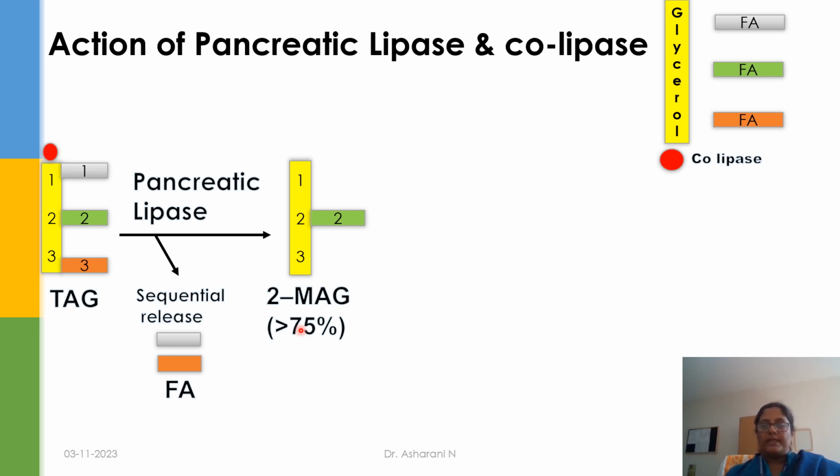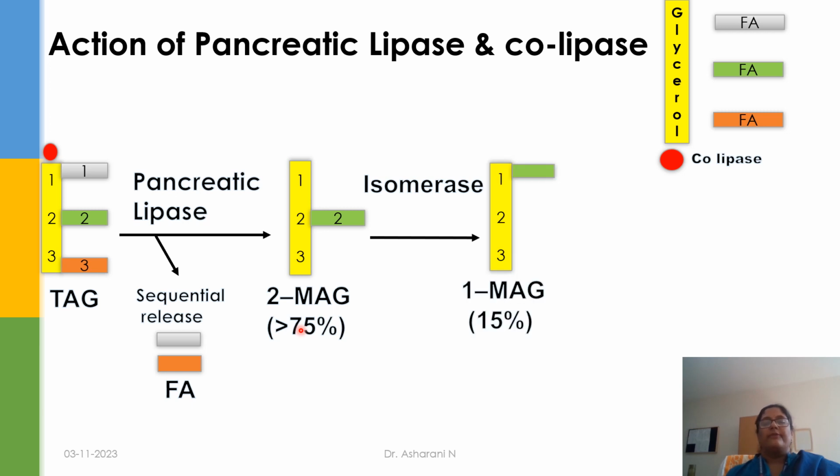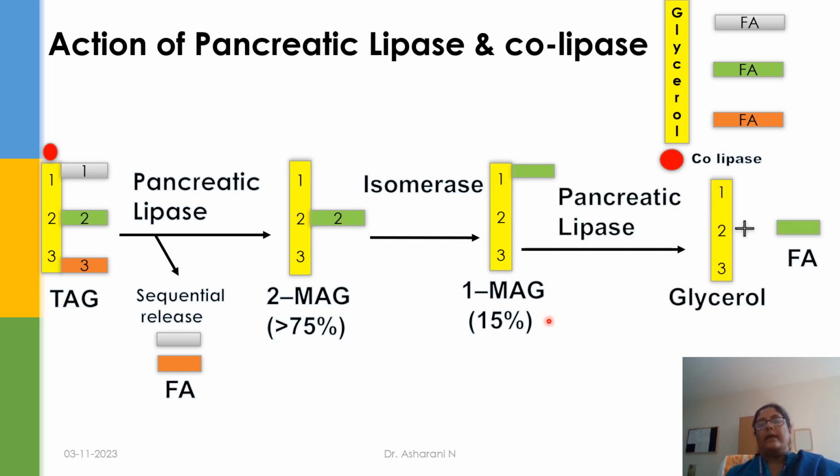Now if you want to remove this fatty acid at 2, then you have to shift it to 1 or 3. So we have one more enzyme, isomerase, which will shift the fatty acid from the second position to the first position, converting 2-MAG to 1-MAG. Now the pancreatic lipase can act on this and remove the fatty acid, so then we can have glycerol and free fatty acid. But do remember, more than 75% of products will be in the form of 2-MAG. That's why it is also called the MAG pathway.